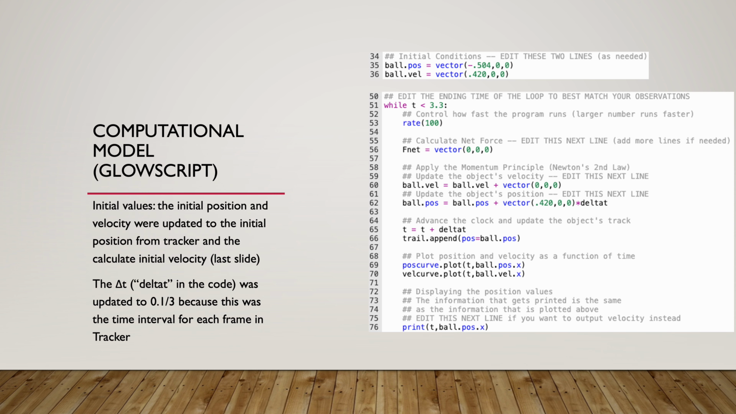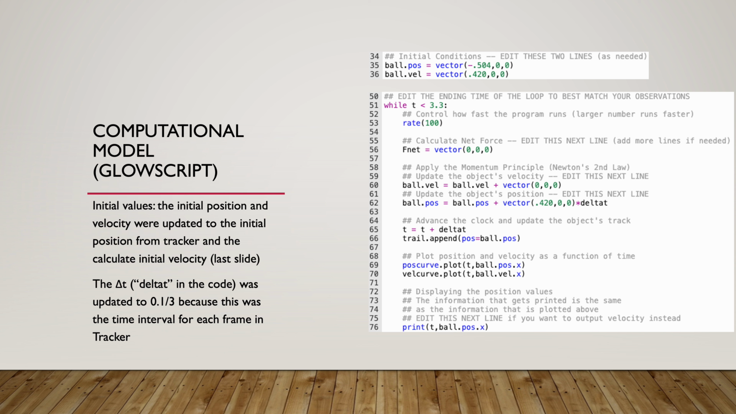This is a summary of our code. The initial values were correctly inputted into the starter code on GlowScript to be used as a computational model for this experiment. We then used the delta t of 0.033 seconds because this was also the time between each frame of our experiment. This way, both this and the experiment could be compared to each other in a fair fashion.